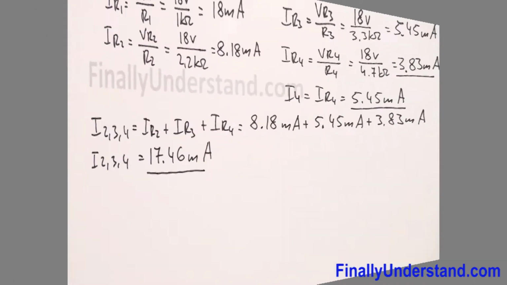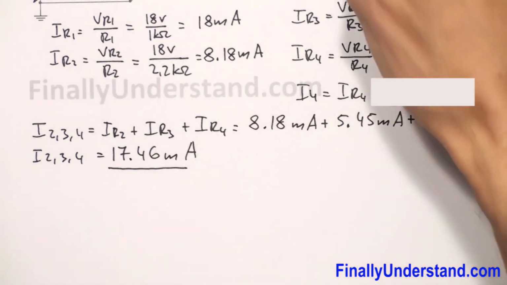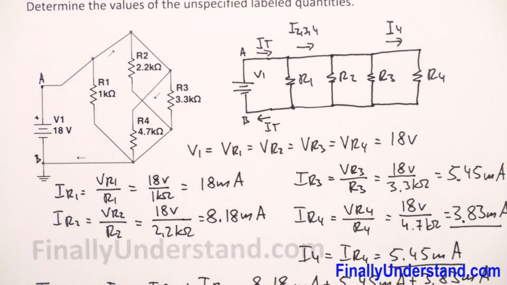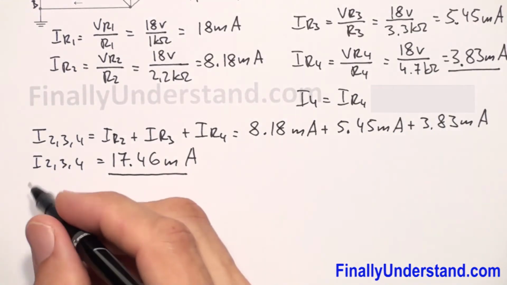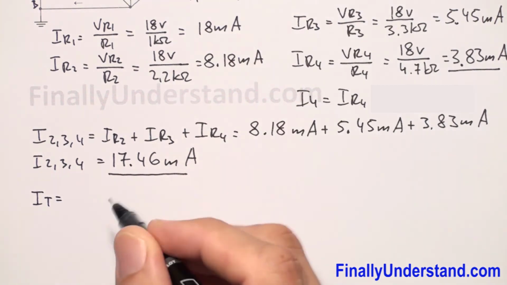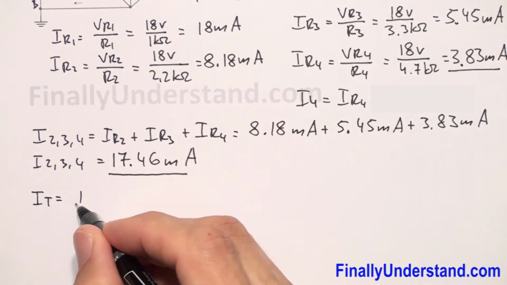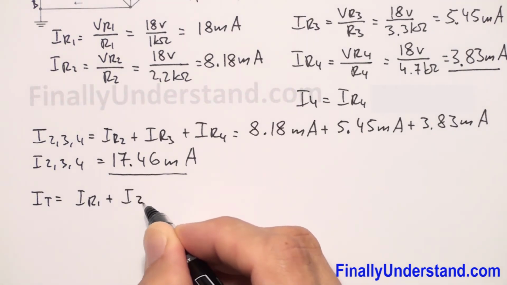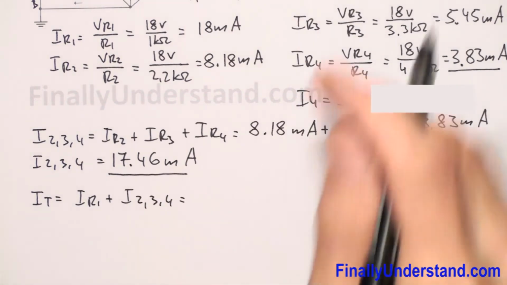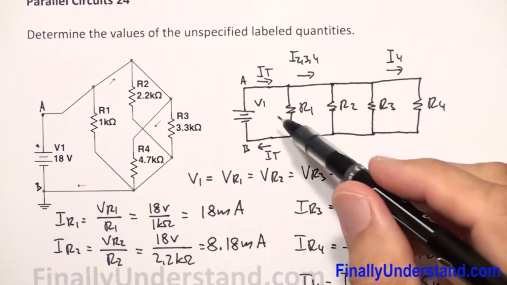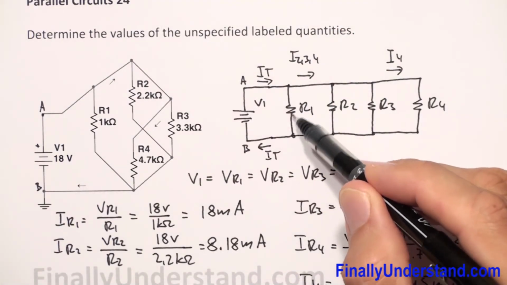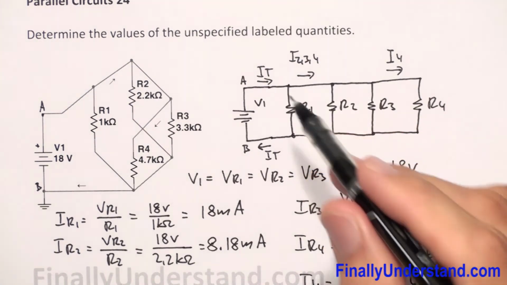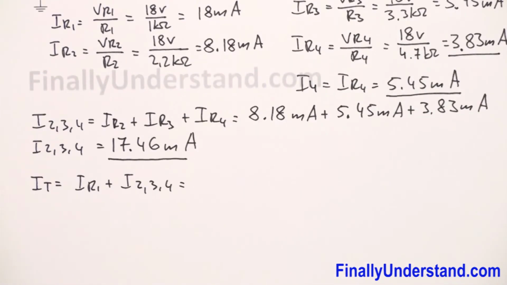Okay, next we're supposed to find the total current. So I total is equal to IR1 plus I2, 3, 4. Simply we're supposed to add the current which goes through resistor R1 plus this current. Okay, this current plus this current will give me I total. This is KCL.